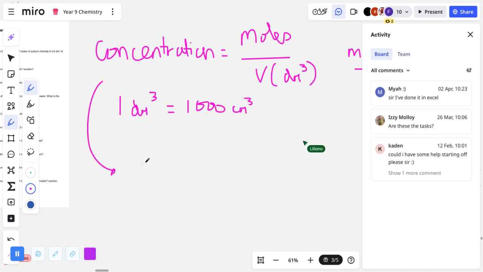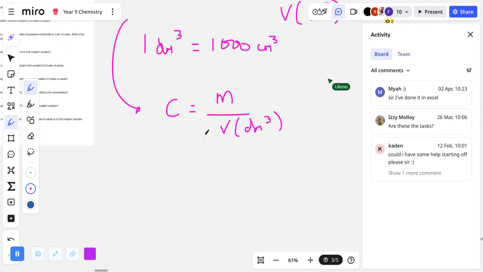Another way of writing this is concentration is equal to moles. Careful, that's not mass. Divided by volume in dm cubed. If I want to find out the number of moles, I rearrange this. So if you want to work out the number of moles, this is divided by volume. I want to get rid of it, so I times by volume. If I times by V on this side, I times by V on this side.